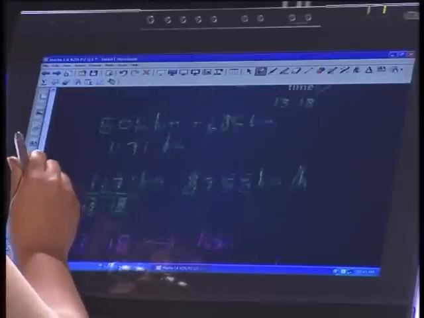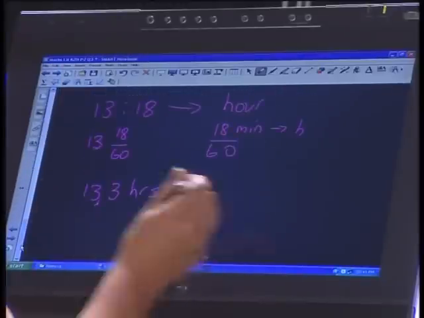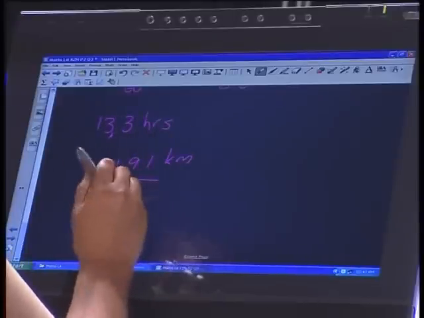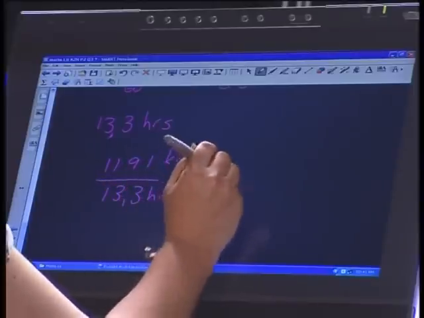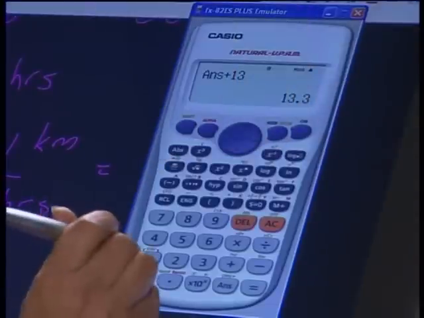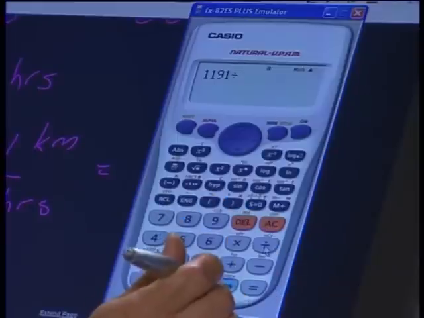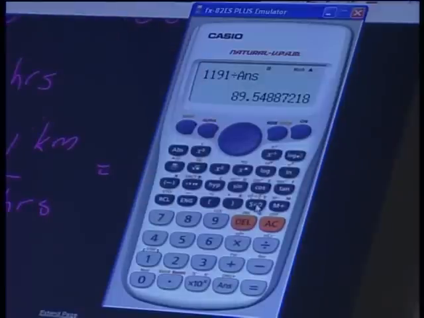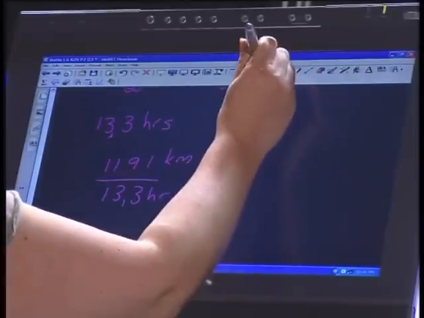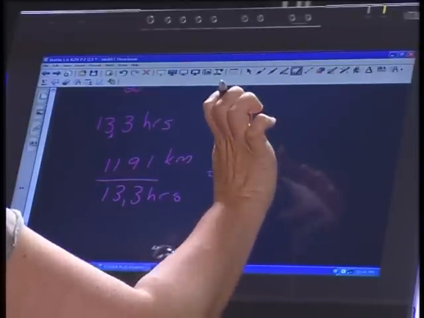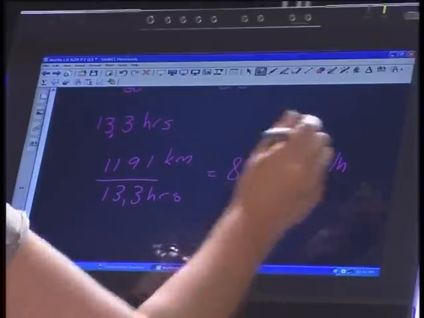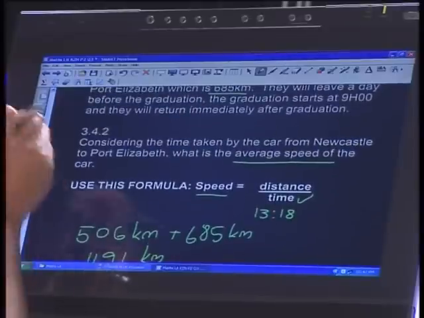Now I'm going to go back to my formula and I'm going to substitute into my formula. So I had my distance divided by my time. And if I do that on the calculator, now I've got my time already on the calculator, so all I need to do is type in my distance and divide it by my answer, and I get 89.54, sorry, 89.55, which is exactly what I got earlier. It was just a little bit easier for me to do it the other way. It was 89.55 kilometers per hour.